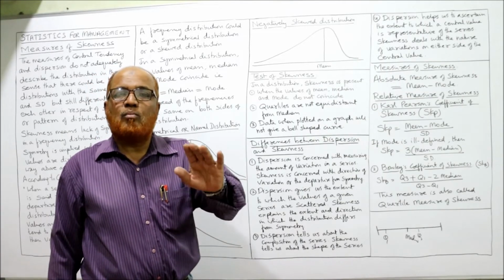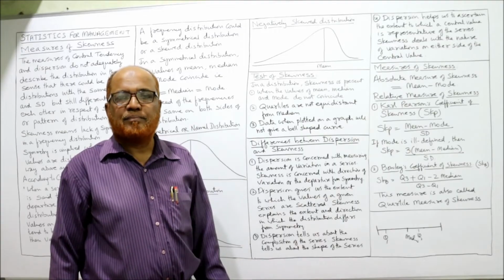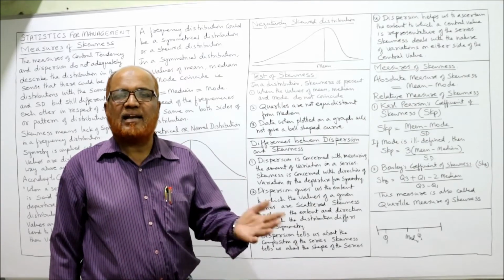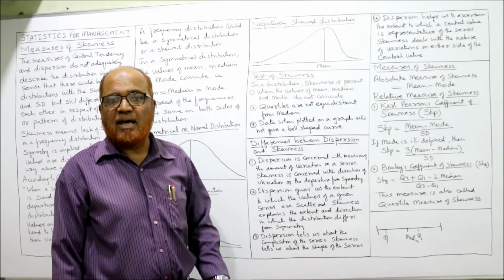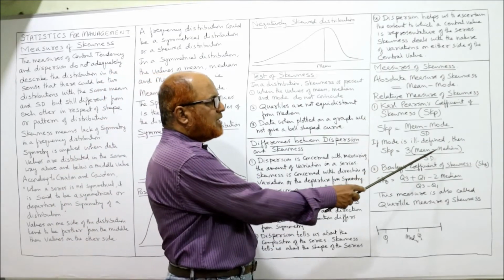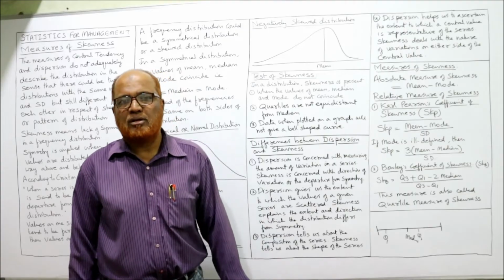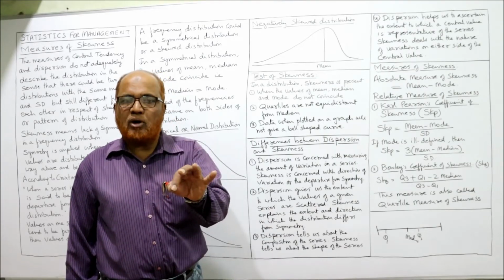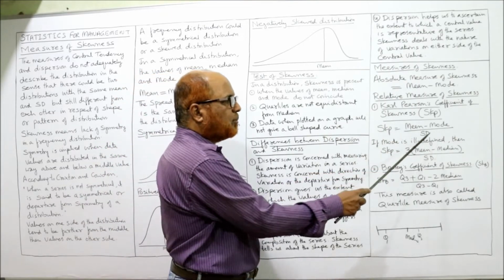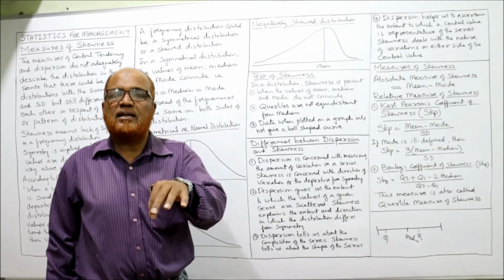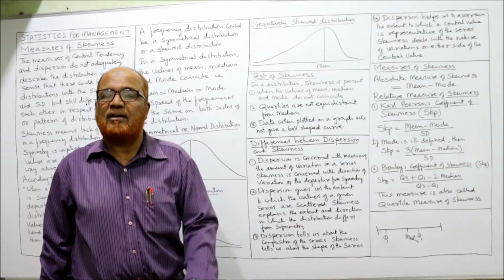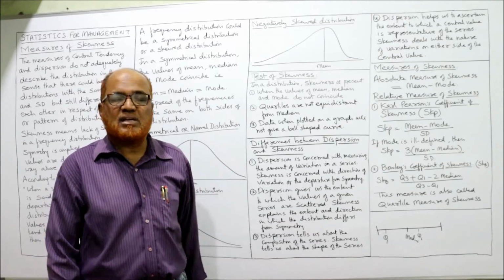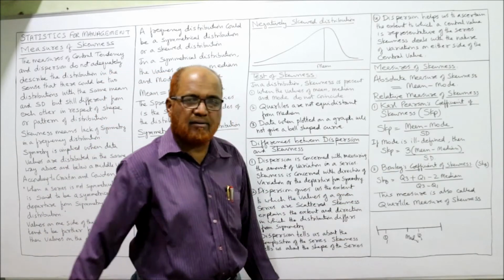But sometimes mode is ill-defined, which means we cannot get the mode directly. In that case, an indirect formula is there for SKP: SKP is equal to 3 into mean minus median by standard deviation. So, if we get the mode, we apply the formula mean minus mode by standard deviation. If we do not get the mode, it's a bimodal series, or mode is ill-defined, then the alternative formula of SKP is 3 into mean minus median by standard deviation.